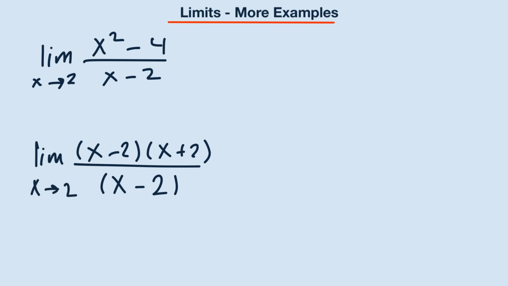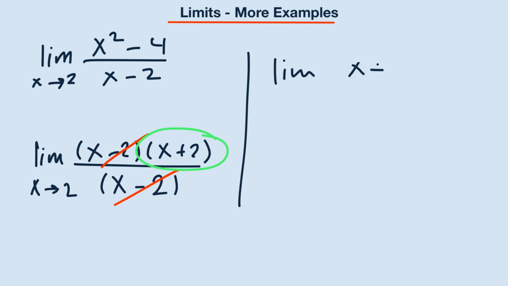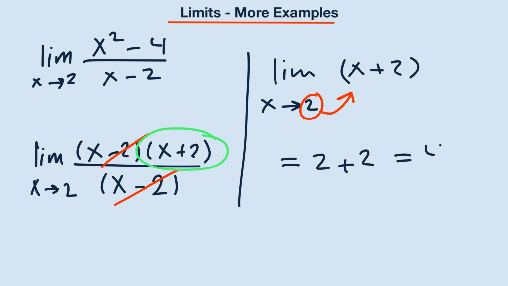From here you can notice that we can cancel x minus 2 with x minus 2. We will be left with x plus 2, right? So our new question can be written as limit of x plus 2 as x approaches 2. Now I can use the direct substitution. I can take this 2 and plug it inside our function. So it will be 2 plus 2, which is 4. And this is our final answer.